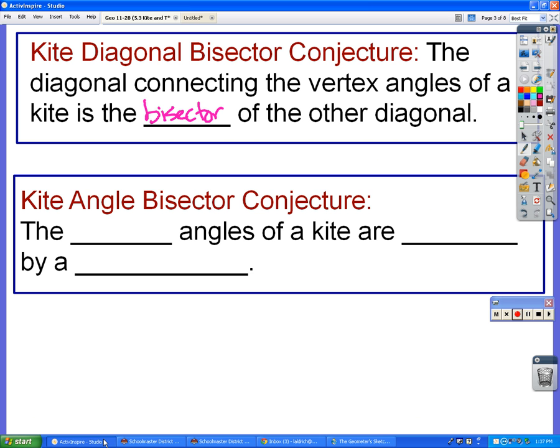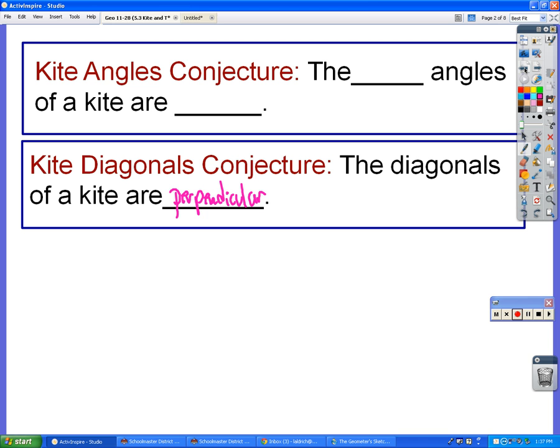And so that is the third one. That is this guy right here. The non-vertex angles of a kite are congruent.